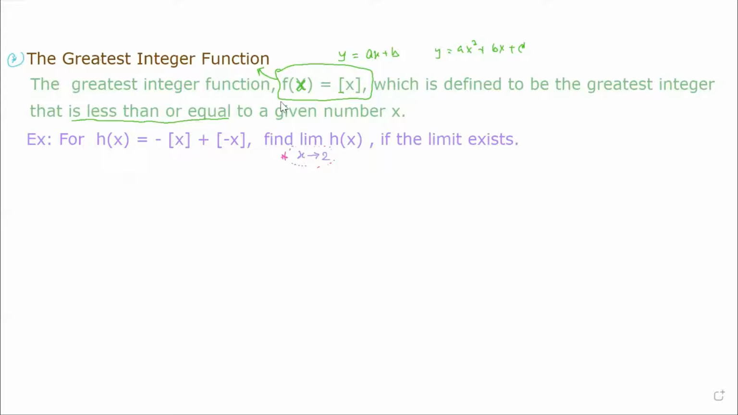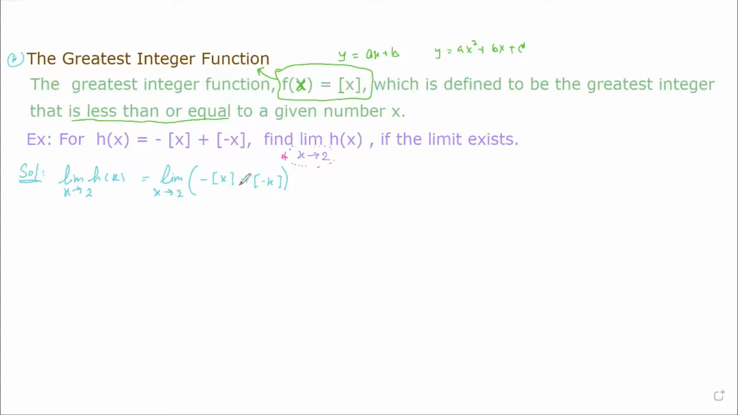I will write it down. First of all, we have to take the limit on both sides of this equation. So we write, take the limit both sides. The limit of h of x as x approaches 2 equals the limit of the whole thing, bracket x minus the greatest integer of x. Just copy it down, that's all, and close it, as x approaches 2.